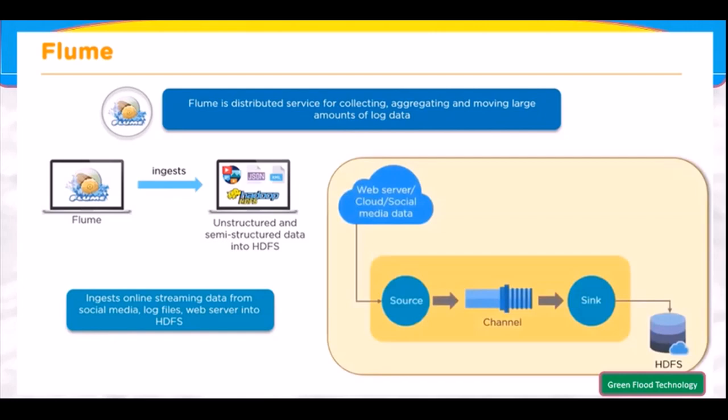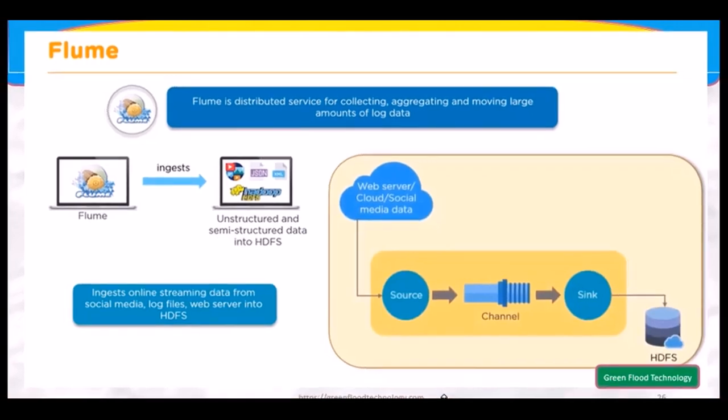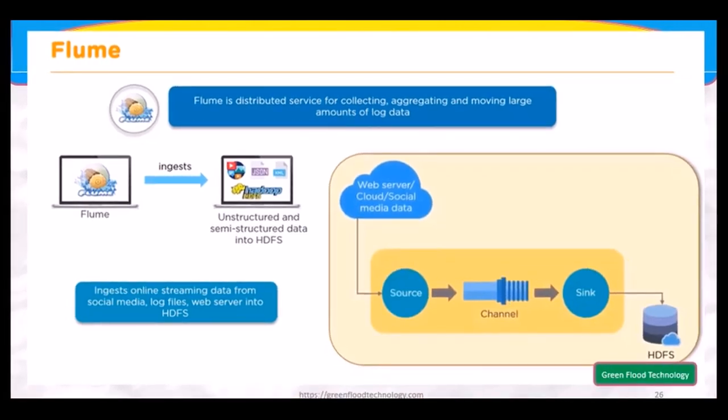It helps us in collecting, aggregating, and moving large amounts of data sets, and ingesting unstructured and semi-structured data into HDFS. So it especially helps in ingesting online streaming data from various sources like network traffic, social media, email messages, log files, etc. into HDFS. So these are the two major Hadoop ecosystem components for data collection and ingestion. Thank you.